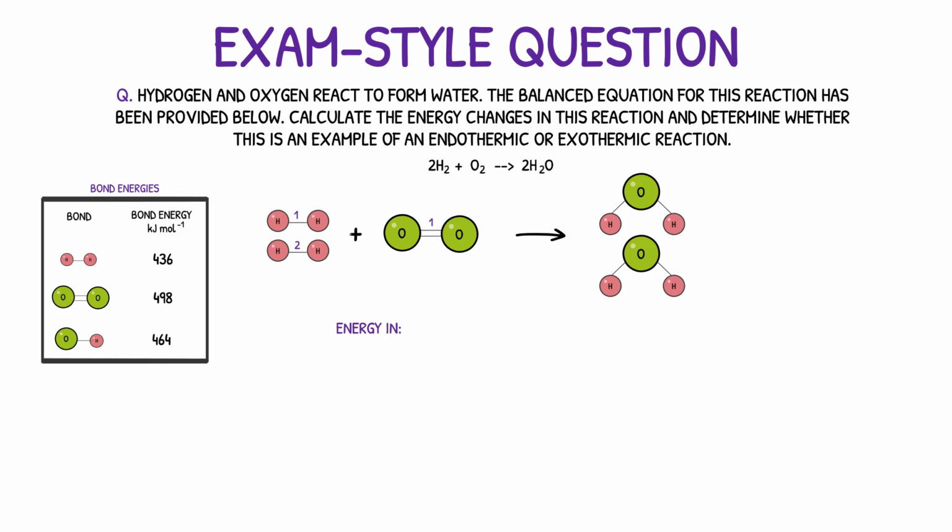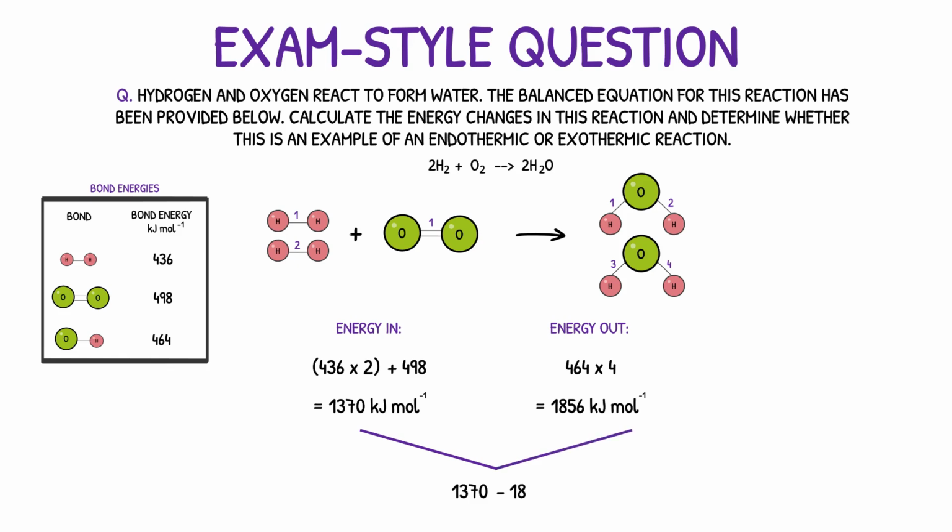So our energy in is equal to 436 times 2 plus 498, which is equal to 1,370 kilojoules per mole. Next, we calculate the energy released into the surroundings to form the new bonds in the products, the energy out. In our products, we have 4 oxygen to hydrogen bonds, so our energy out is equal to 464 times 4, which is equal to 1,856 kilojoules per mole. Finally, we subtract the energy out from the energy in.